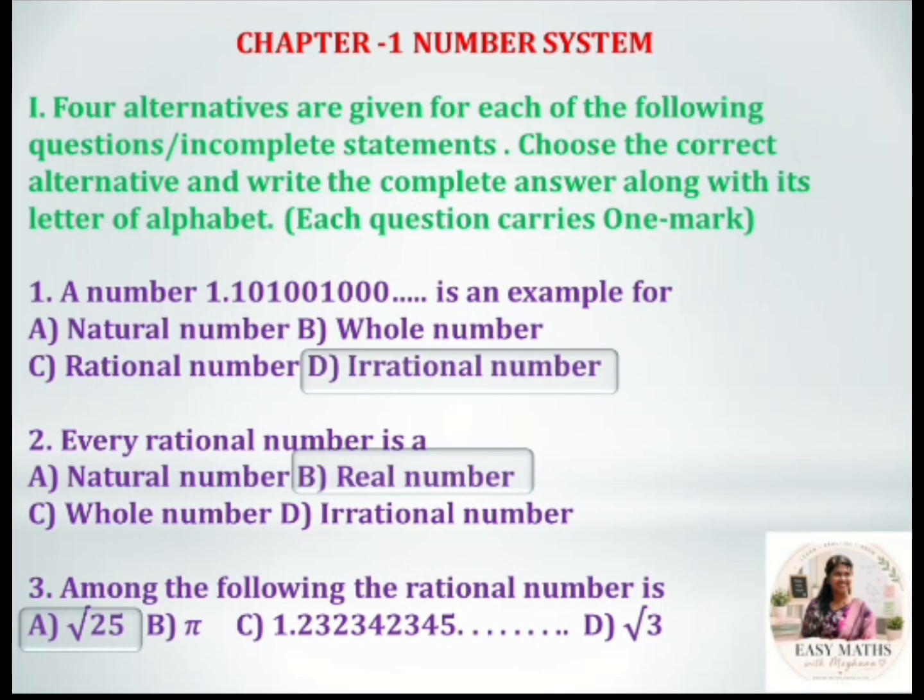Pi is not a rational number because 22 divided by 7, if you divide, you will get the number 3.14 and it will continue like that. See also, the numbers are not arranged in a regular order, so it is an irrational number. Root 3 is again an irrational number only. So the correct answer for the third question is rational number root 25.